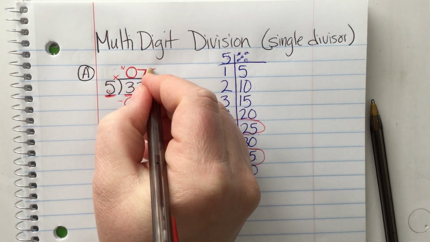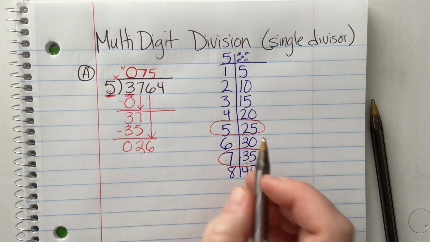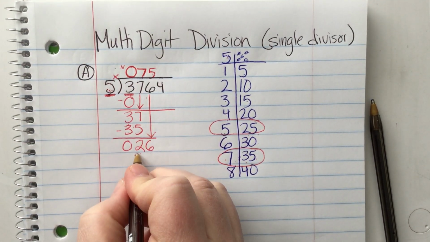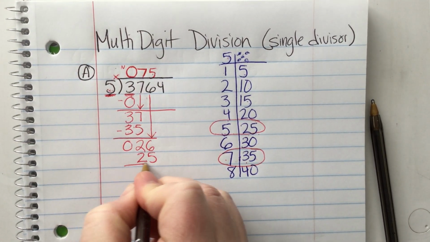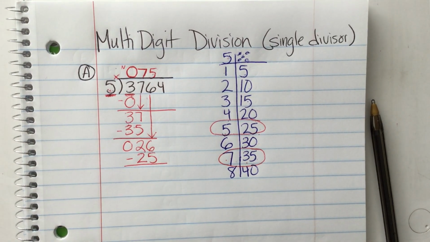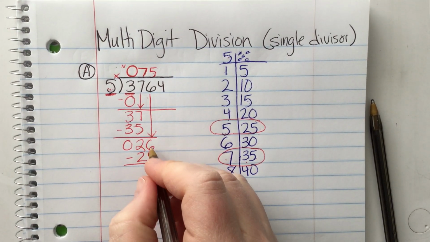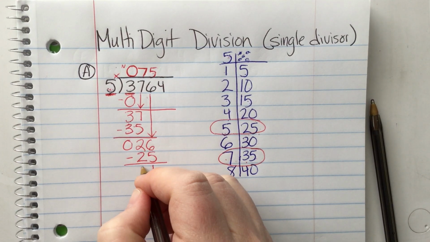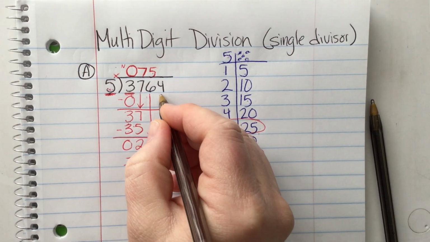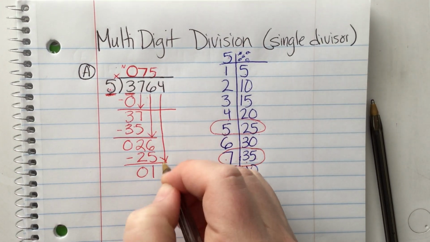So again, how many times can 5 go into 26? 5 times. 5 goes on top. And 5 times 5 is 25. We subtract. 6 minus 5 is 1. 2 minus 2 is 0. So we have 1 left over. Bring down my last number, 4.